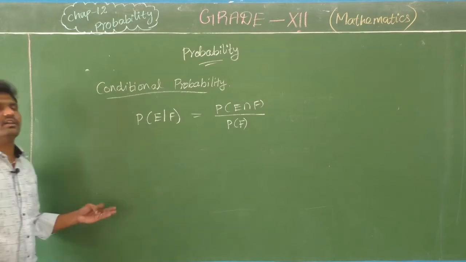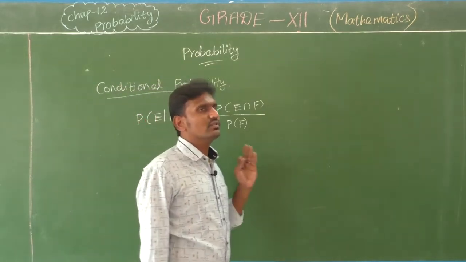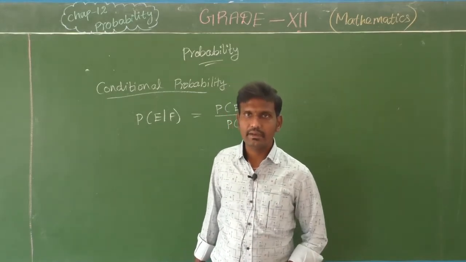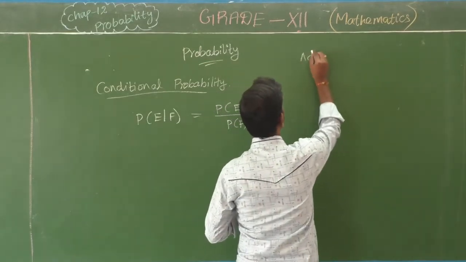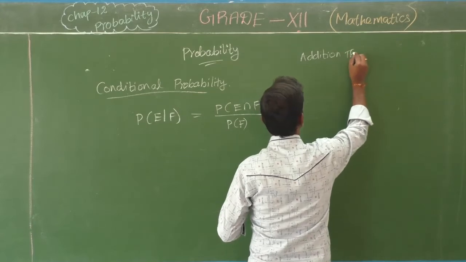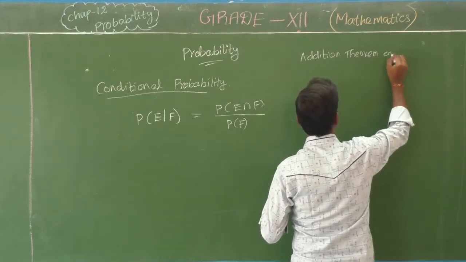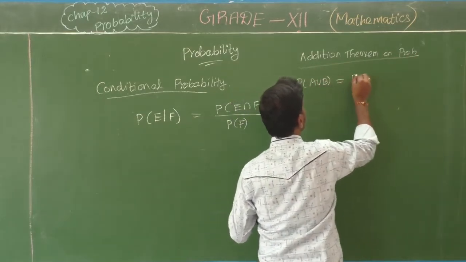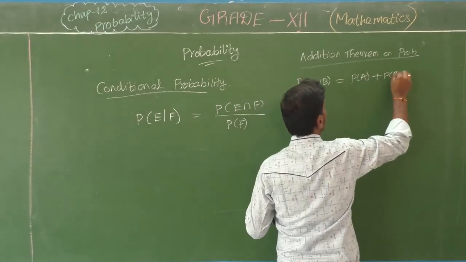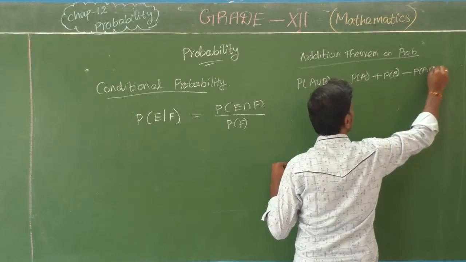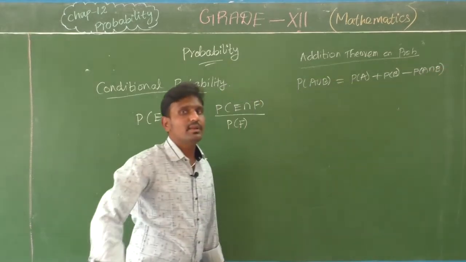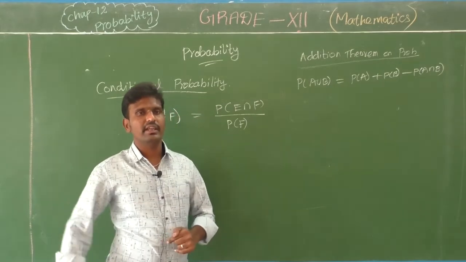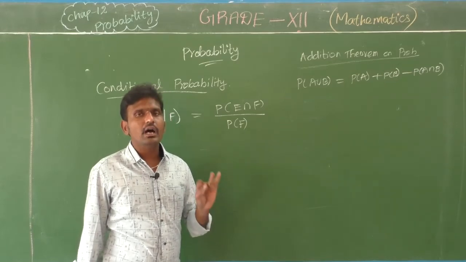Before that, we want to recall a few formulas from your lower classes. The first formula is from the 11th syllabus, the addition theorem on probability. That is P of A union B equals P of A plus P of B minus P of A intersection B. Here A and B are the two events.